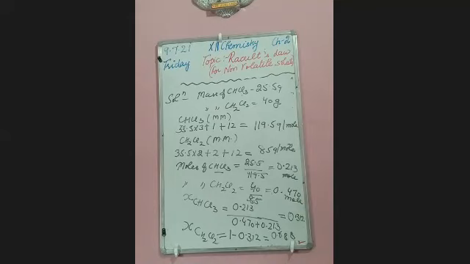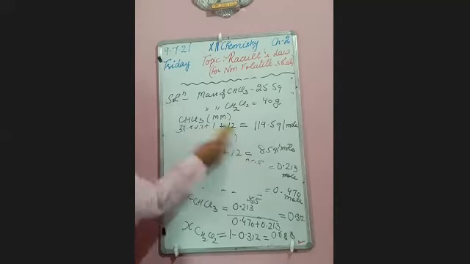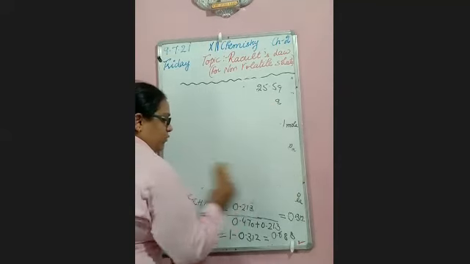Now, what is the total pressure in this case? Pressure is due to both dichloromethane and chloroform, which will be equal to what? Mole fraction of each component into the vapor pressure of the pure component, which is given to us. For dichloromethane, it is 415 millimeter, and for chloroform, it is 200 millimeter. So after that, we will calculate the total pressure.